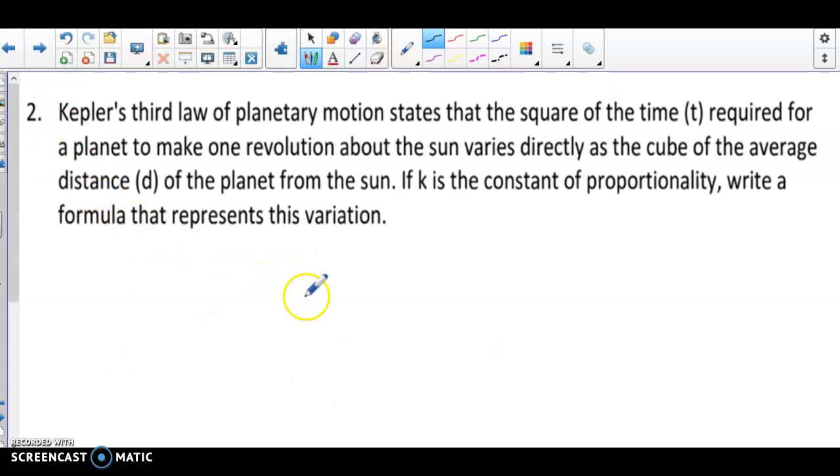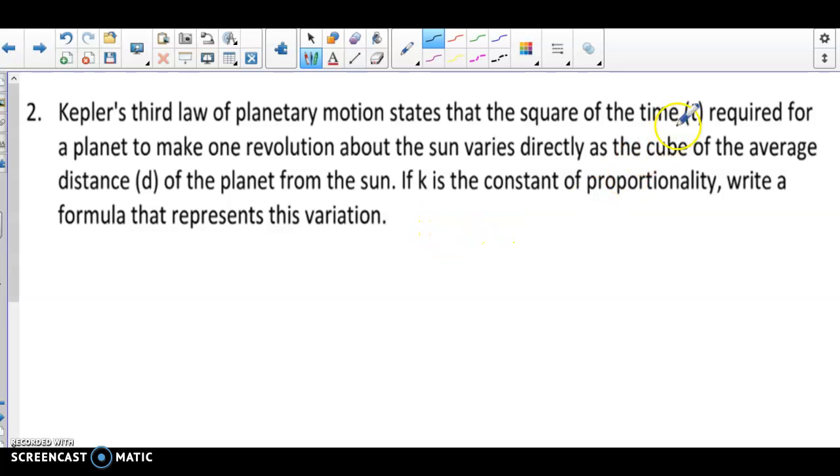So next I have a word problem. It tells us Kepler's third law of planetary motion states the square of the time, t, required for a planet to make one revolution around the sun varies directly as the cube of the average distance d of the planet from the sun. So if k is the constant of proportionality, or we talked about it as the constant of variation, they're both the same thing, we want to write a formula that represents this variation.